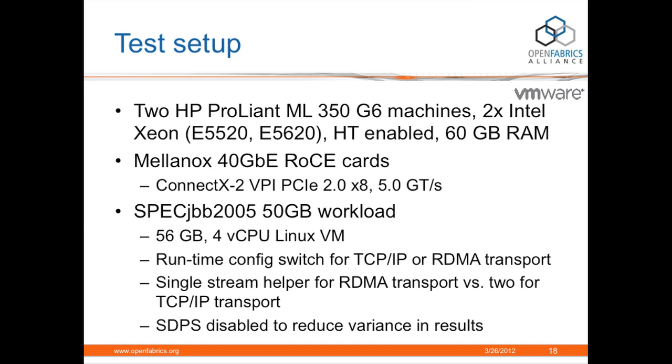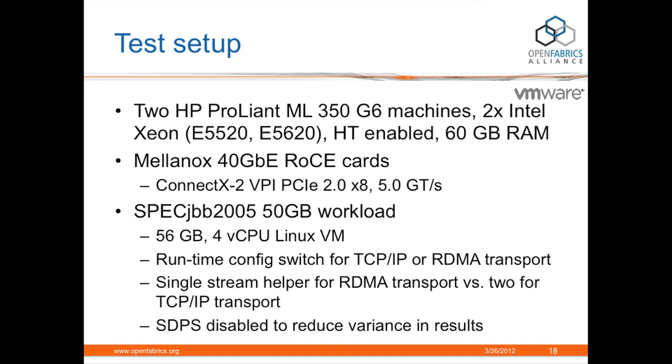And we disabled SDPS for the measurements because SDPS, as you can imagine, can introduce variance in performance results. It's slowing down the vCPUs on the source depending on the workload behavior at any given point in time. So the workload we chose was SpecJBB, by the way, it's a Java workload which dirties a lot of memory. That's why we chose this benchmark.